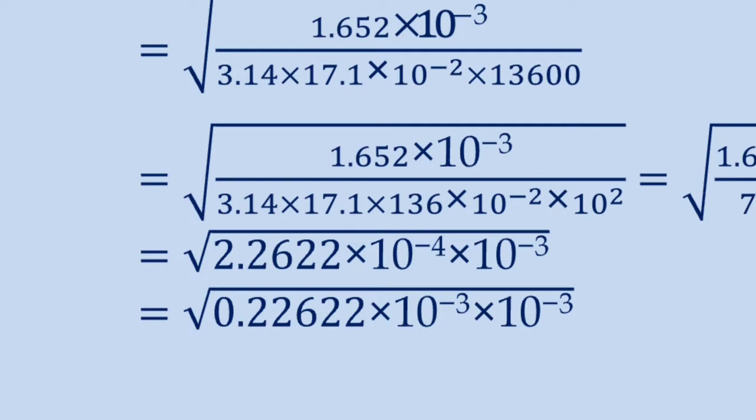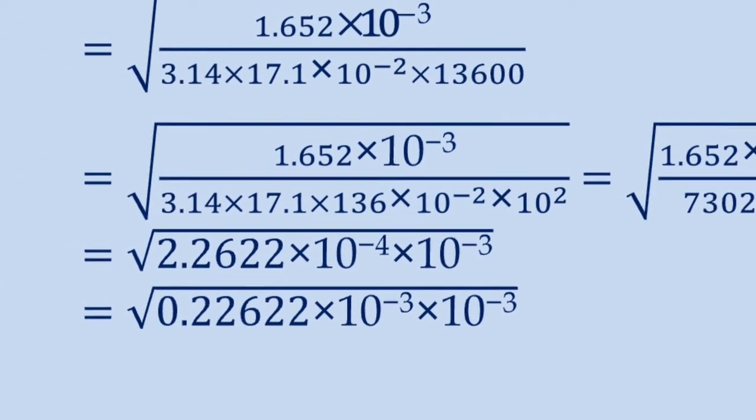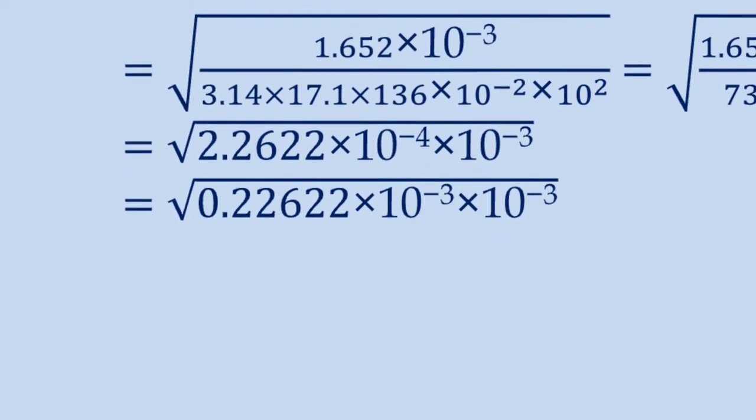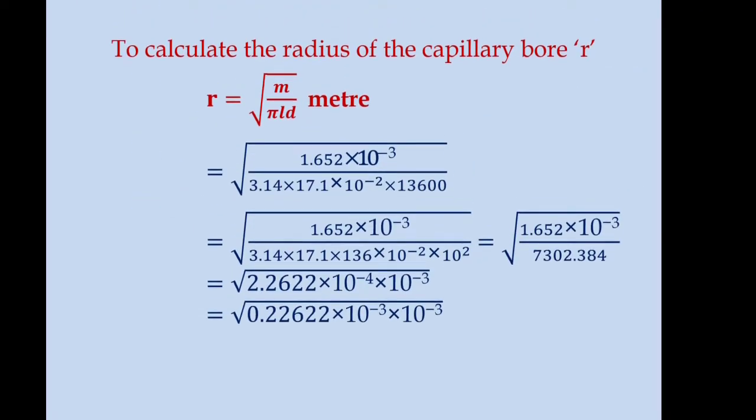This 10 power minus 4 will be in the calculator itself. Students, do not miss out this. 10 power minus 4, already a 10 power minus 3 is there, that will come. Okay, in the next step what I am doing is I am pushing this 10 power minus 1 inside. When I push it inside, I will get 0.22622 into 10 power minus 3 into 10 power minus 3.